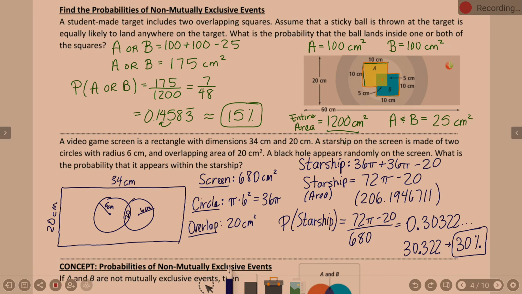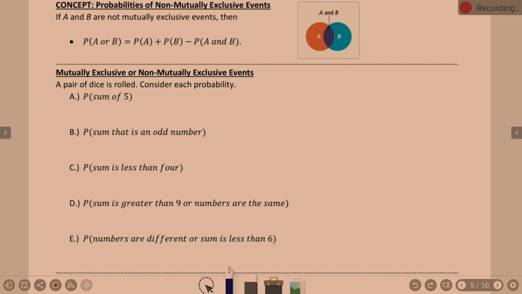Now, the concept there before we briefly talk about the last one, what we were talking about was non-mutually exclusive events. The idea that if they are not mutually exclusive, that means they could happen at the same time. The overlapping area was our example just then. And so for not mutually exclusive events, you're adding the probability of A, adding the probability of B, and then subtracting off the overlap.